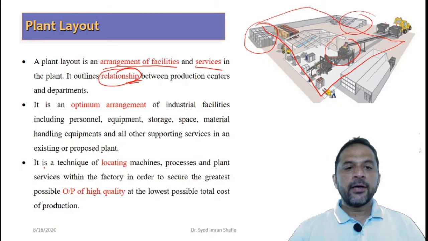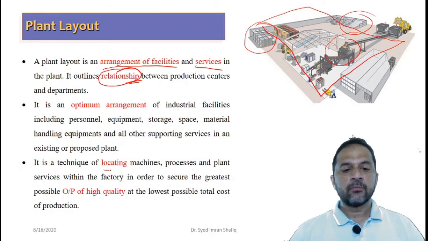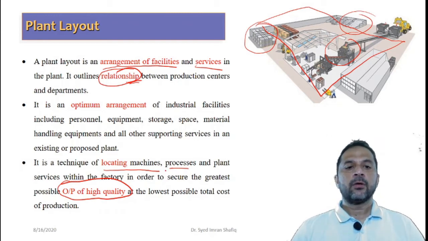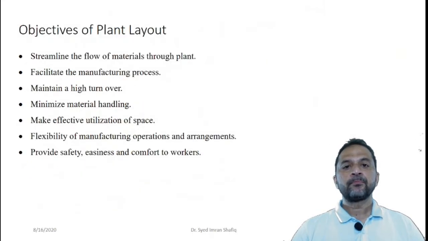Another definition of plant layout is that it is a technique of locating machines, processes and plant services within the factory in order to secure the greatest possible output of high quality at the lowest possible total cost of production. So this is a formal definition of plant layout.